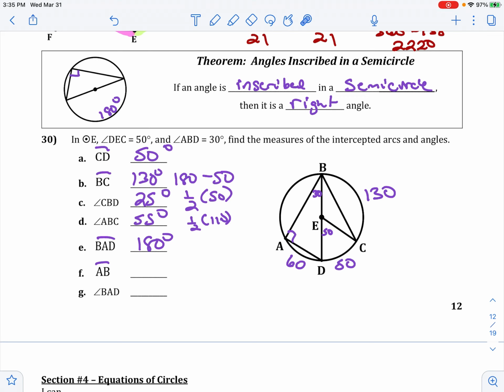All right, arc AB. Arc AB is this one here. Well, if this is 60, the rest of the semicircle would be 120. And now angle BAD. Back to that one. So angle BAD is half of 180, which is a right angle, 90.